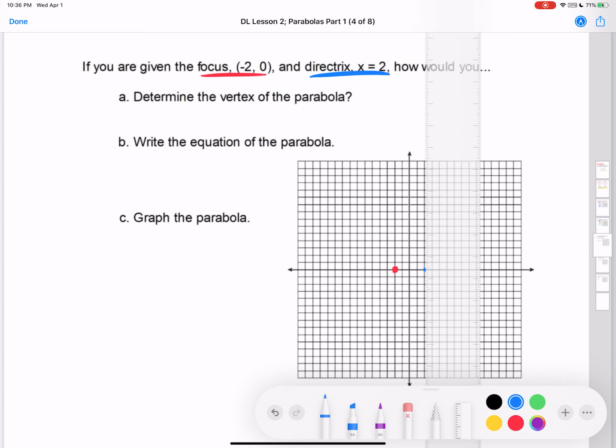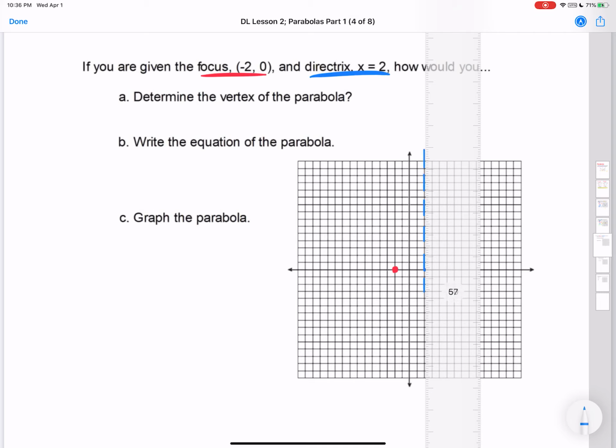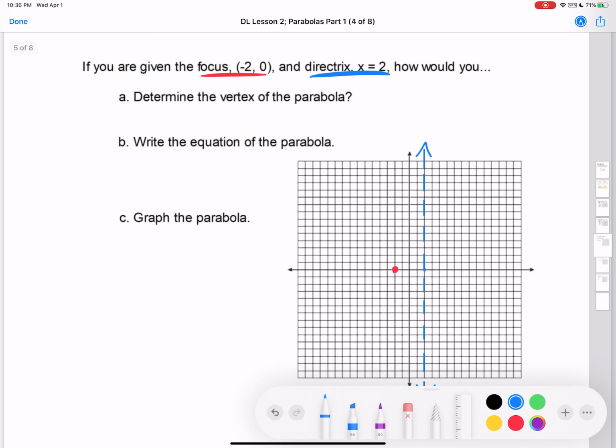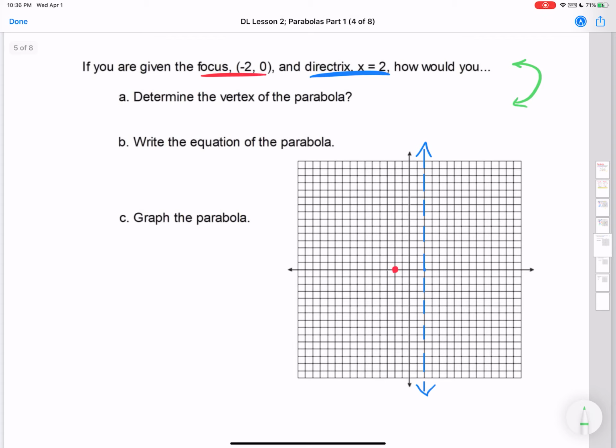Now this tells me a couple of things. One, it's telling me that this is going to end up being a horizontal parabola because the directrix is going up and down. And I know that my parabola is going to be pointing towards the left because it's always going away from the directrix. So I'm going to go ahead and sketch that out on the side here. So I know that it's going to the left. I know that my focus is somewhere over here, my directrix is somewhere over here, and we know that the vertex has to be somewhere right in the middle.